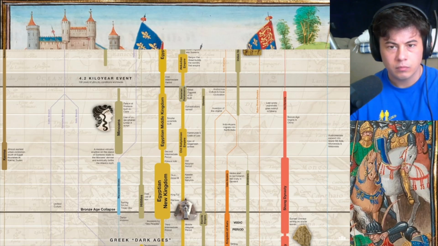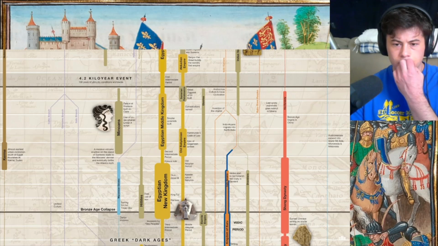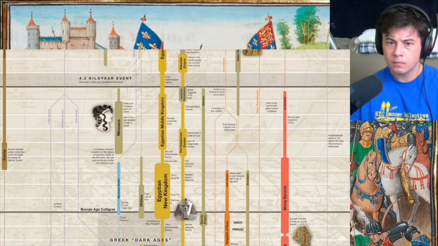But in South Asia, we get a more dramatic change. The Indus Valley cities disappear altogether, and we get a new set of people arriving, the Indo-Aryans, who were part of the larger Indo-European group.